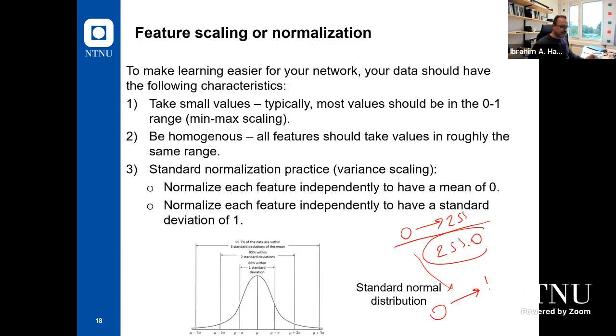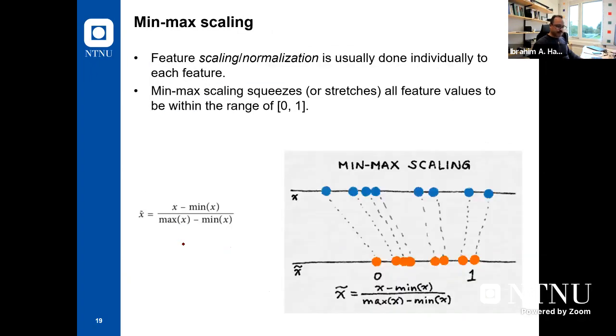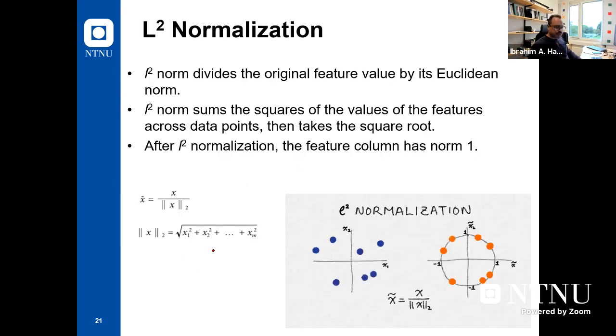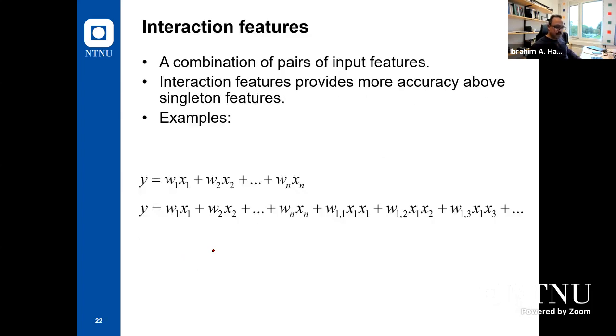In standardization, in fact, we try to make all values have a mean value of 0 and a standard deviation of 1. How can we do this? By subtracting from each x its mean value, x mean, and dividing it by the square root of the variance, which is the standard deviation. So there are many ways for doing this.